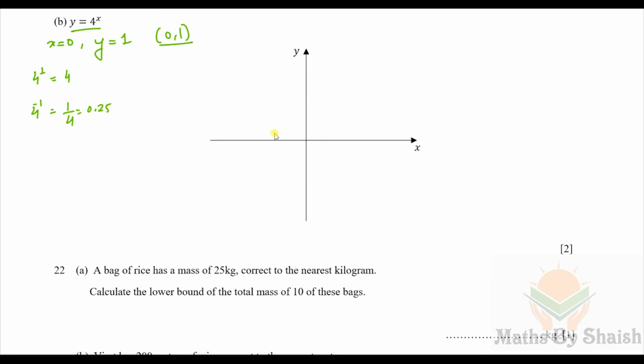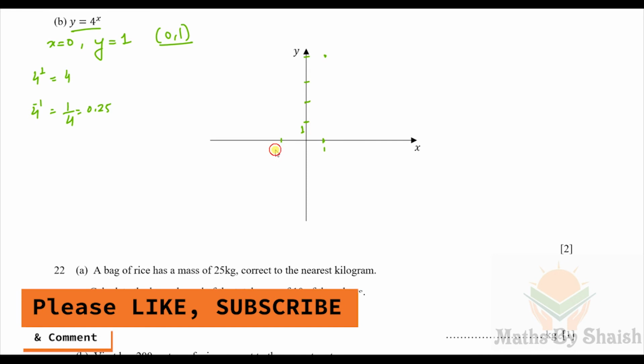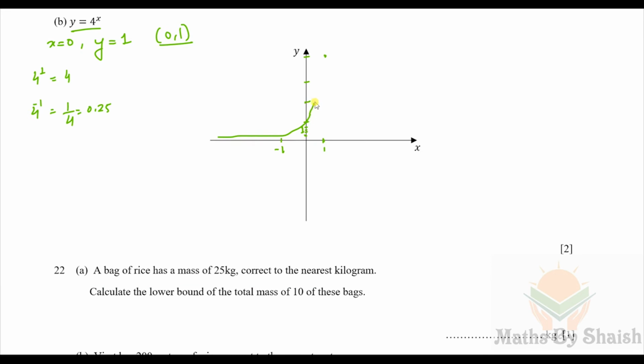So if we take this point as 1, it is passing through this. When x equals 1, y would be somewhere here, 1, 2, 3, 4, so this will be somewhere here. And when it is minus 1, it is coming very low, 1/4 of it. So this is going to be like this. It should be smooth. I am not able to do it very smoothly here with this stylus. So I hope it is clear. This is the graph of y equals 4 to the power x.